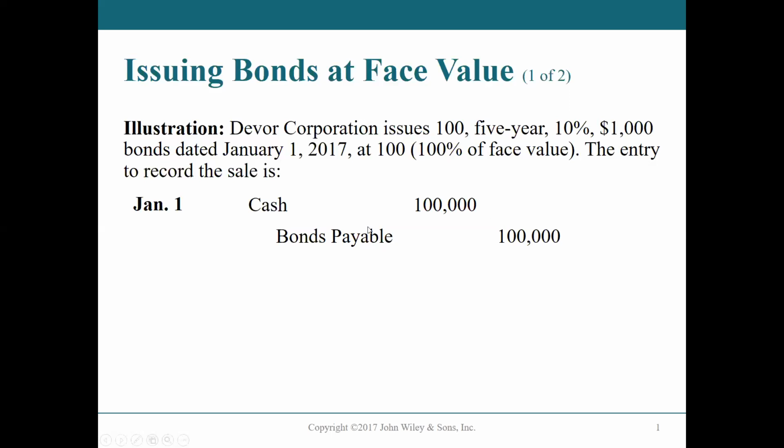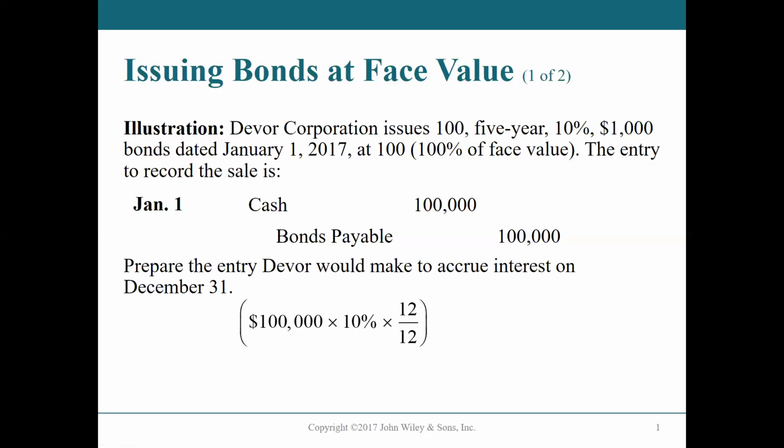You can either issue bonds at their face value, meaning you're going to get as much cash now as you'll have to pay back at maturity, or you can do it at a premium, meaning you'll get more cash now than what you'll pay back, or at a discount, and we'll talk about each of those three. When we issue at face value, it's simple. Our cash goes up by the amount of the face value, and our bonds payable also goes up by that amount. That's the issuance.